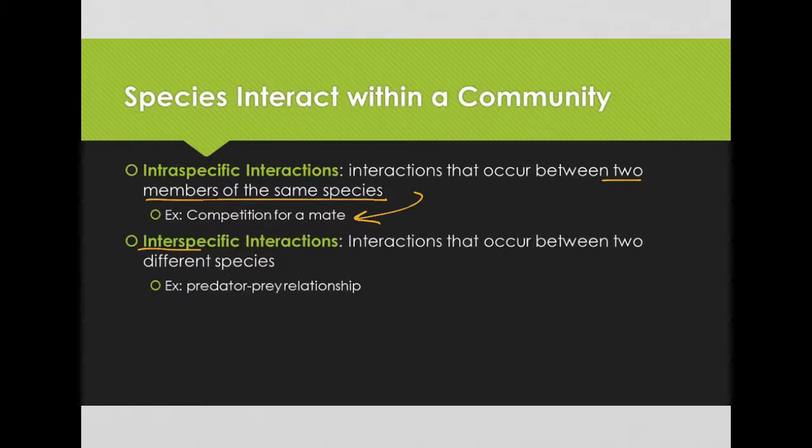There can also be interspecific interactions, which will occur between two different species. For example, that'll be a predator-prey relationship. We're going to mostly be focusing on interspecific interactions.